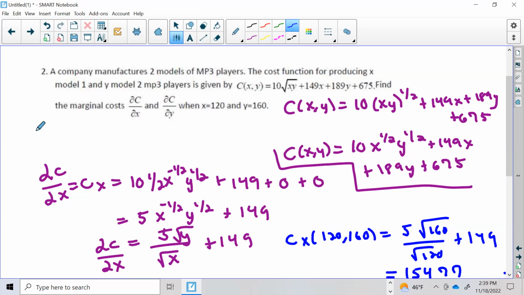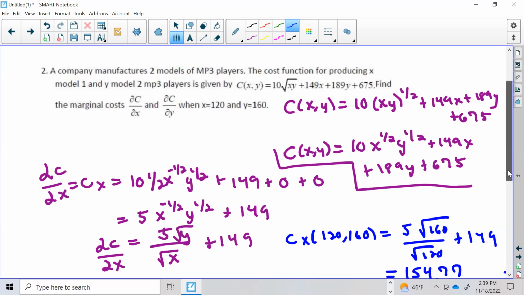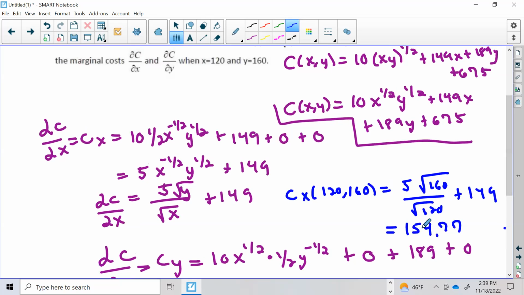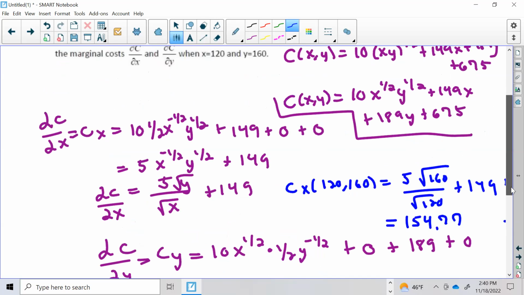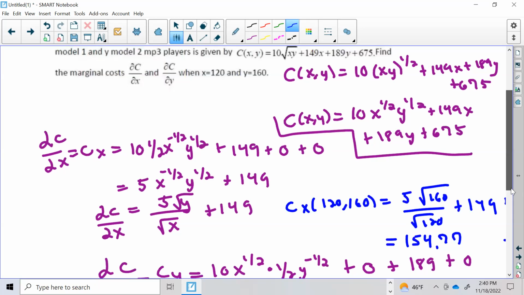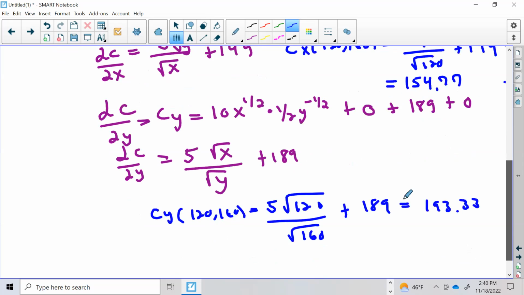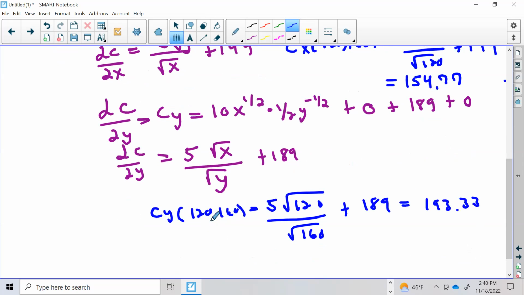So again, what it means, they said model 1 and model 2. If I increase model 1 from 120 to 121, but keep y the same, my change in cost, that marginal cost, is 154.77. So that's how much the cost is increasing for producing the 121st item for model 1. And this one is saying I'm increasing model 2 from 160 to 161, and then the cost would increase by that 193.33. Okay, so that's an example of our cost.